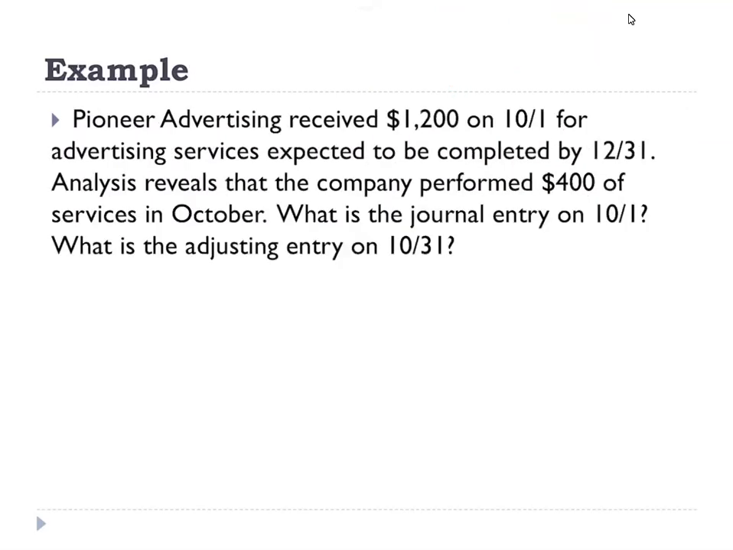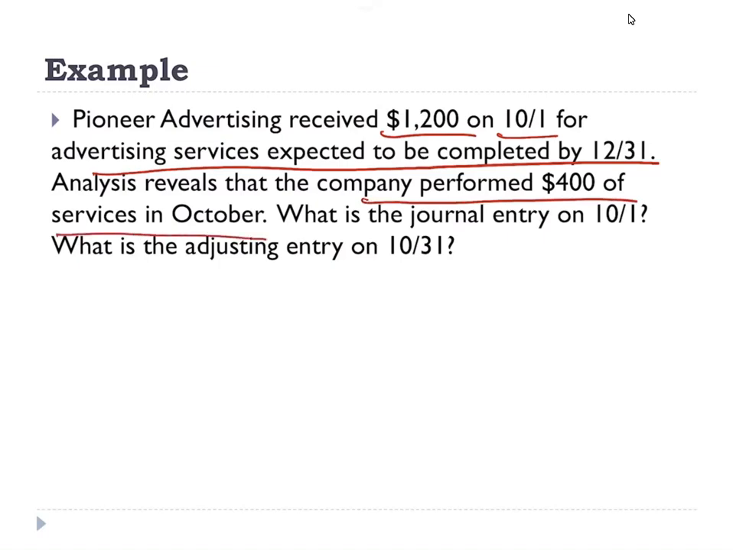And here's an example. Please take some time, work on this example, and you can pause your video for now. So in this example, the firm received $1,200 on October 1st for advertising service expected to be completed on December 31st. And analysis shows that the firm performed 400 of those services in October. What is the general entry on October 1st, and what is the adjusting entry on October 31st?